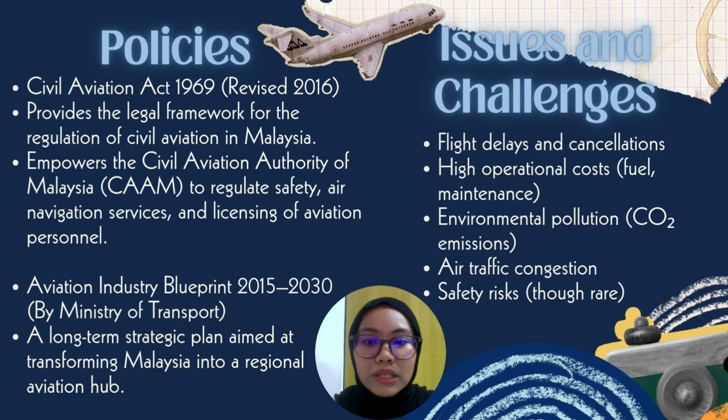The second policy is the Aviation Industry Blueprint 2015 until 2030. This blueprint was introduced by the Ministry of Transport as a long-term plan to strengthen Malaysia's aviation industry. Its objective is to transform Malaysia into a regional aviation hub by improving airport infrastructure and increasing connectivity.